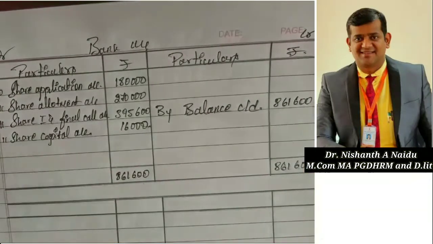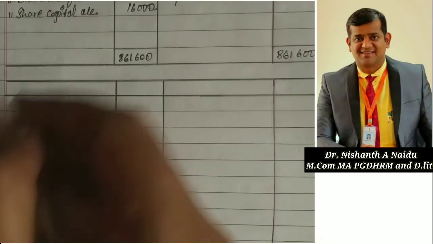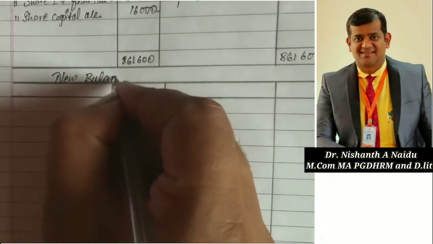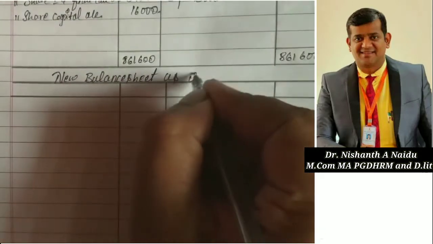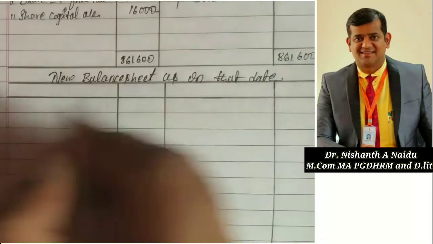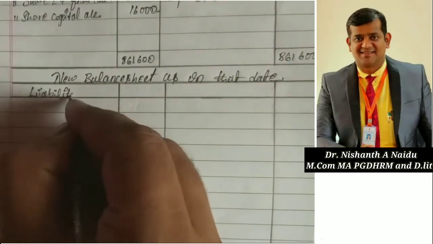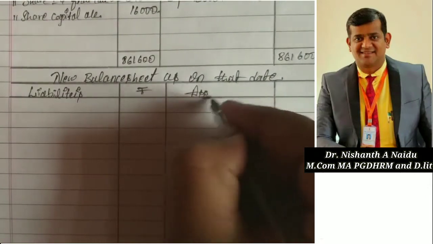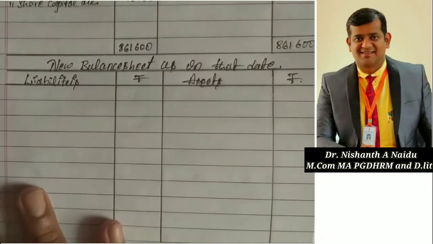So now let us open a new balance sheet. Open new balance sheet as on that date. So now write liabilities rupees, assets rupees, liabilities rupees, assets rupees.